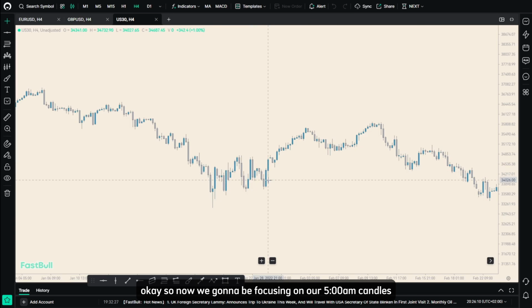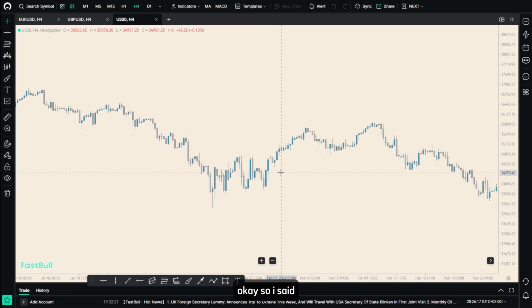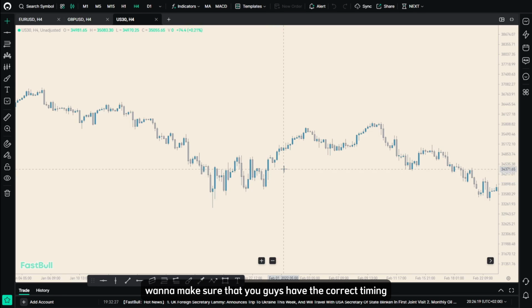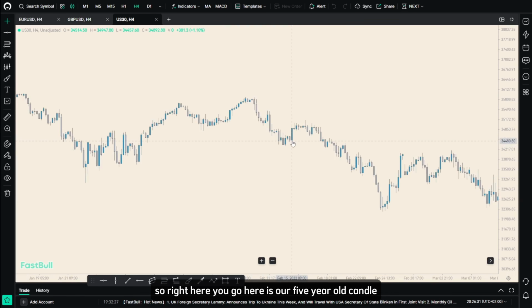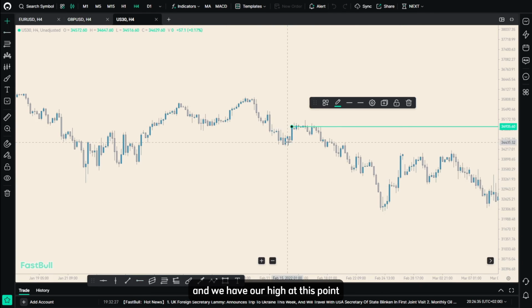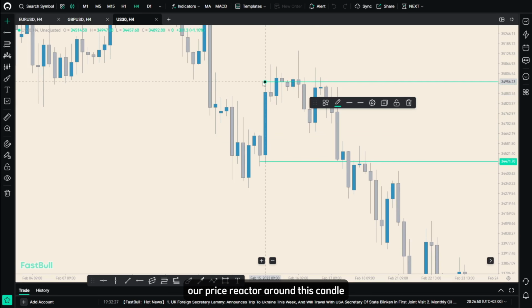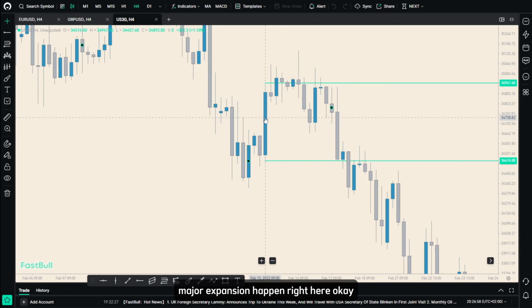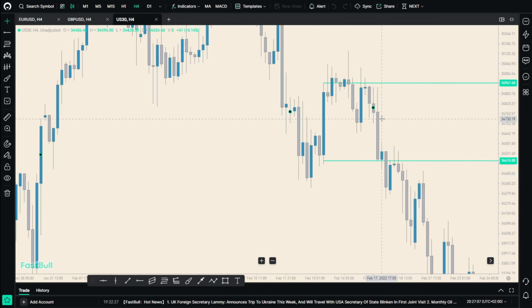Okay, so now we're going to be focusing on our 5 a.m. candles and how price actually sweeps the candles and then moves right after that, okay? So I said you want to make sure that you have the correct timing for this. So right here you go. Here is our 5 a.m. candle and we have our high at this point and our low right there, okay? And as you can see, our price reacted around this candle, a nice 5 a.m. candle, okay? Major expansion happening right here, okay? We get the sweep and then price sort of dwindles around with the sweep, but later on it then comes to take out the low point. You would have found multiple areas to enter your trade from.